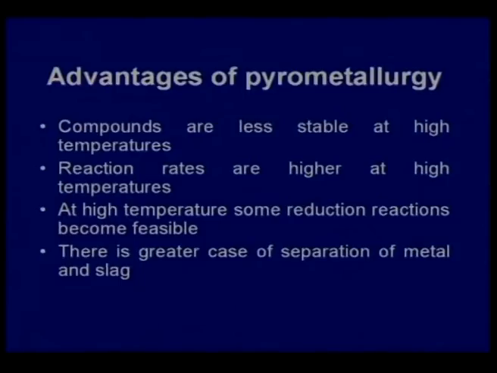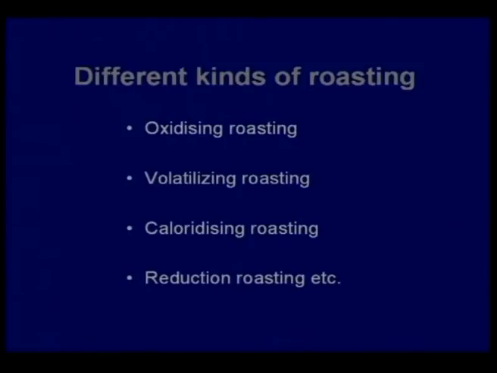So, that we will finally get a metal which is relatively pure, and the slag phase takes out the gangue materials. So, we have a greater ease of separation of metal and slag at high temperature. These are the advantages of pyrometallurgy. Now, in pyrometallurgy, there are three terms which are used very frequently, and you should know what they mean.